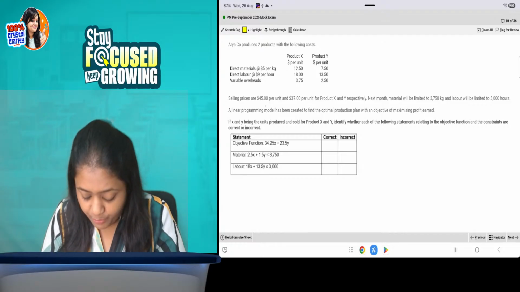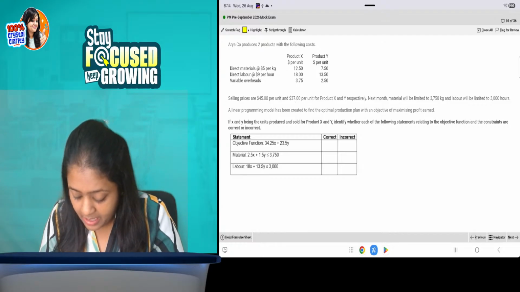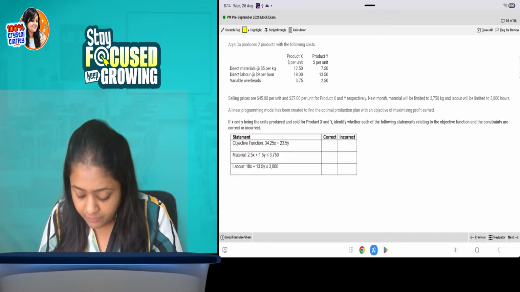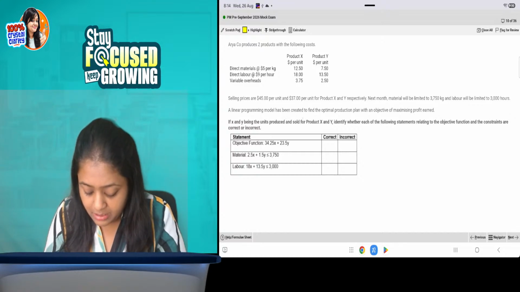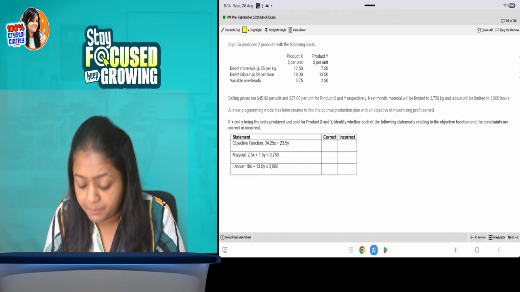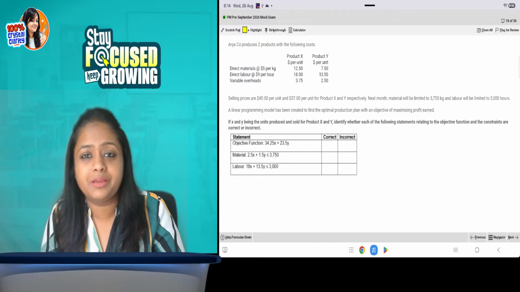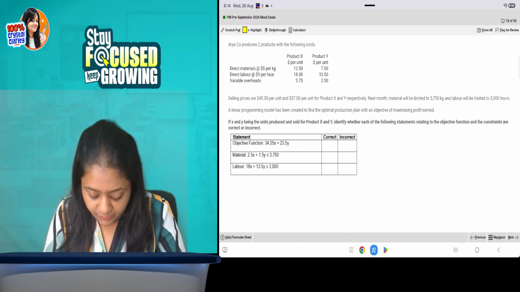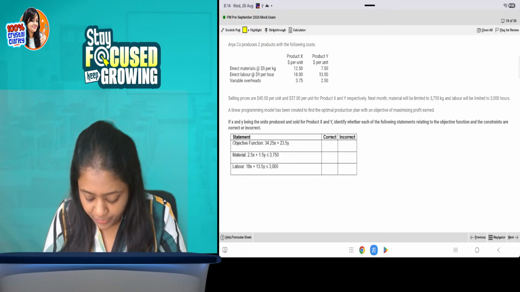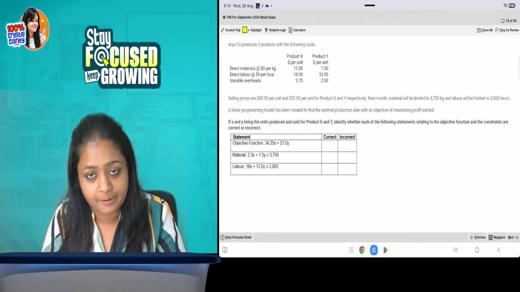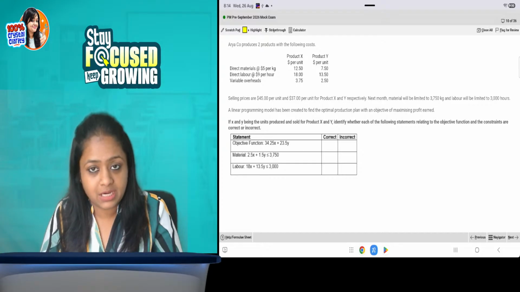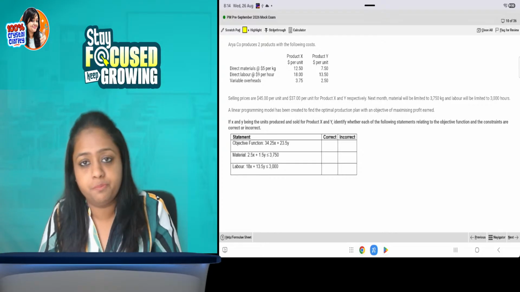Selling prices are 45 and 37. Next month, material will be limited to 3750 kg and labor will be limited to 3000 hours. A linear programming model has been created to find the optimal production plan. So now let's look at each statement and validate whether it's correct or not. First, the objective function is given as 34.25x plus 23.5y. To validate it, I have to calculate contribution per unit because the objective function is determined by contribution per unit, right?